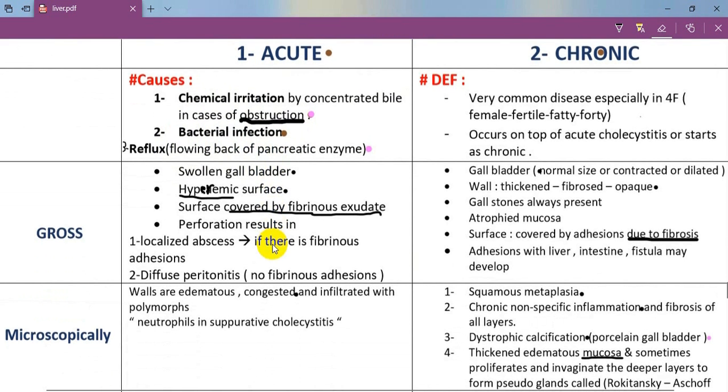Here in the gross pictures, you can see a dilated lumen leading to a swollen gallbladder. Hyperemic surface due to inflammations. The surface also is covered by fibrinous exudate due to fibrinous inflammations. Perforation as a result of rupture of the gallbladder will lead to a localized abscess if there are fibrinous adhesions, but if there are no fibrinous adhesions, it will lead to peritonitis associated with tenderness.